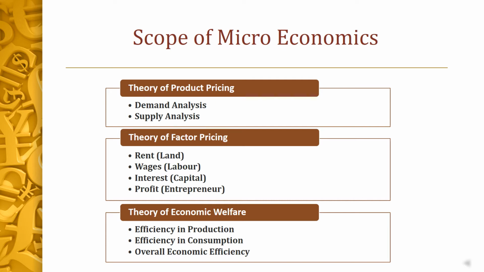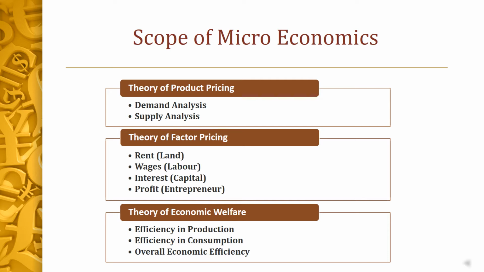It is also called the theory of factor pricing. As you all know, there are 4 factors of production: land, labor, capital and entrepreneur. Microeconomics not only studies these factors of production, it also studies what should be paid to these factors of production. For example, what should be the rent for a particular piece of land? What should be the wage rate for labor? What interest rate should be provided on the capital? Or what should be the profit percentage of a particular industry or entrepreneur? All this is studied in microeconomics.